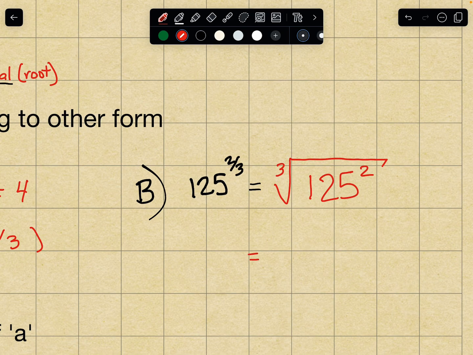This problem has 2 parts to it. What do we do first? Do we do the power or the exponent, or the index? And in this case, I would suggest you work with the index first, because this makes things smaller. Powers make things bigger.